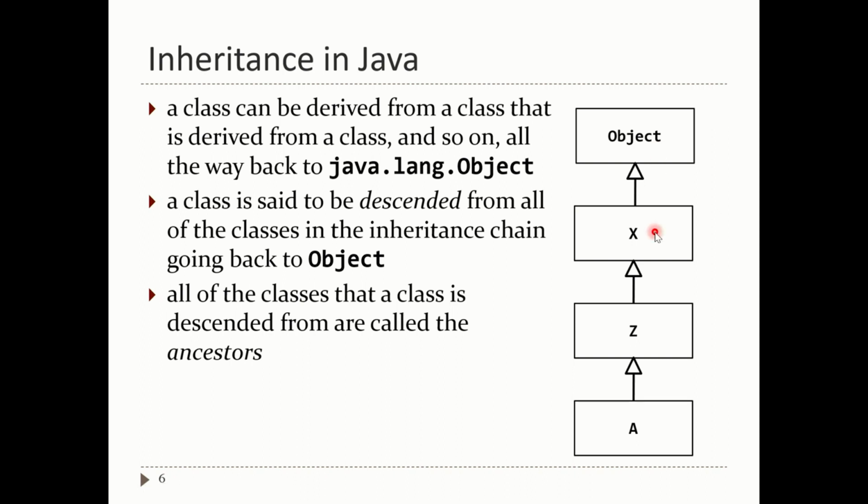So you can have a class X that inherits from Object. Z inherits from X. And then A inherits from Z, and so on and so on. A class is said to be descended from all of the classes in the inheritance chain going back to Object. All that means is that A is descended from Z and X and Object. Z is descended from X and Object, and so on. The classes from which a class descends are called the ancestor classes. So A's ancestors are Z, X, and Object.